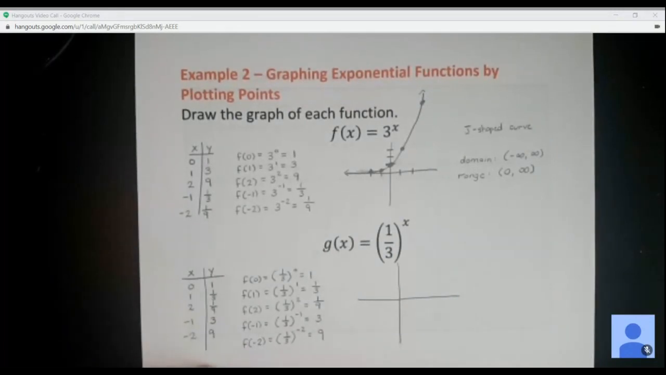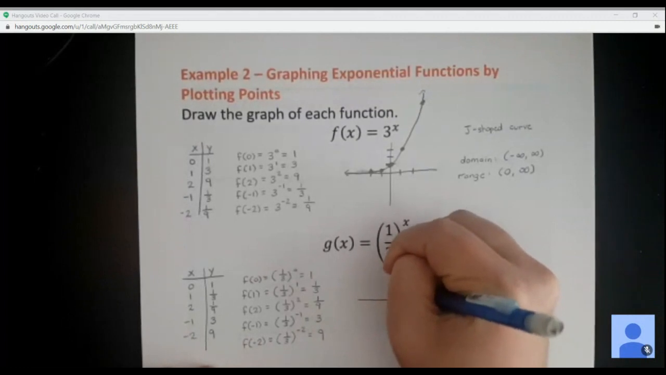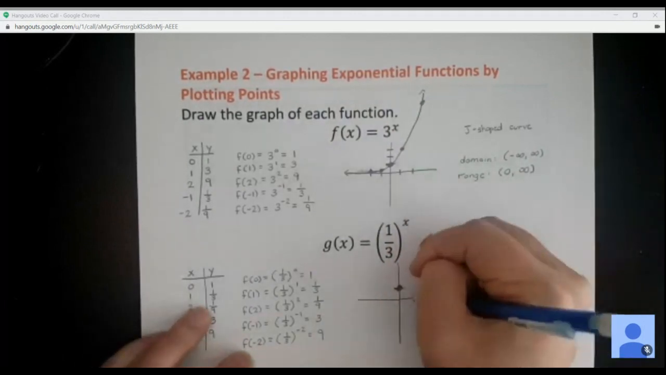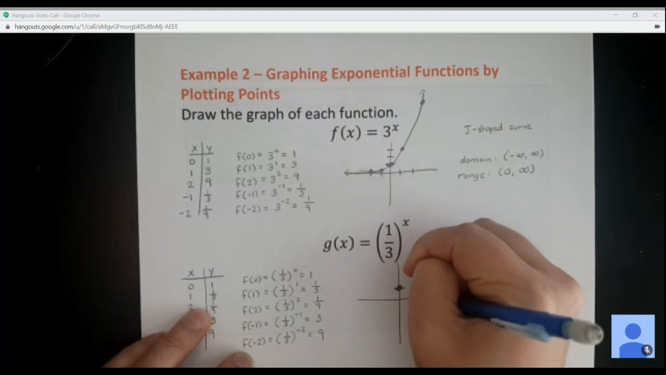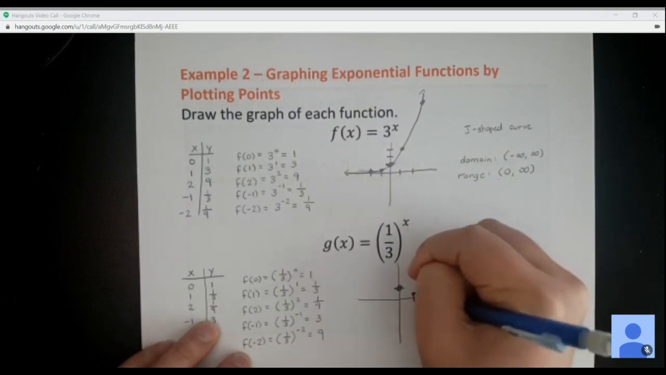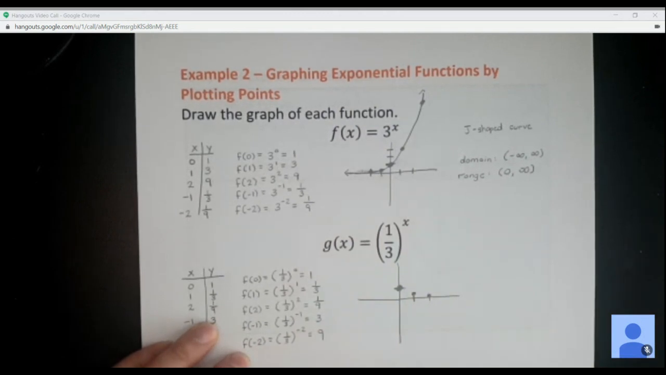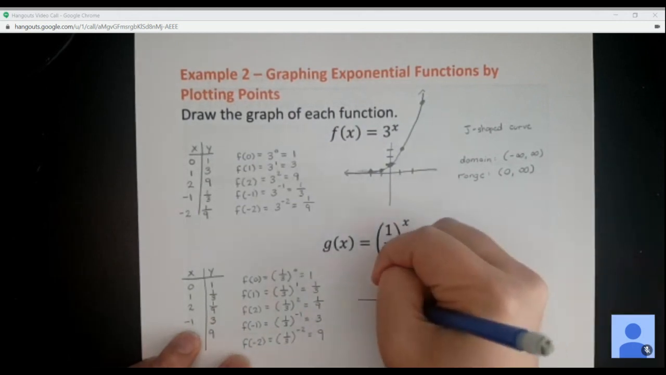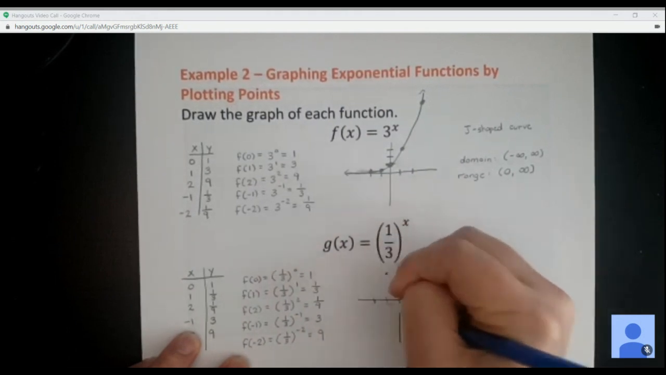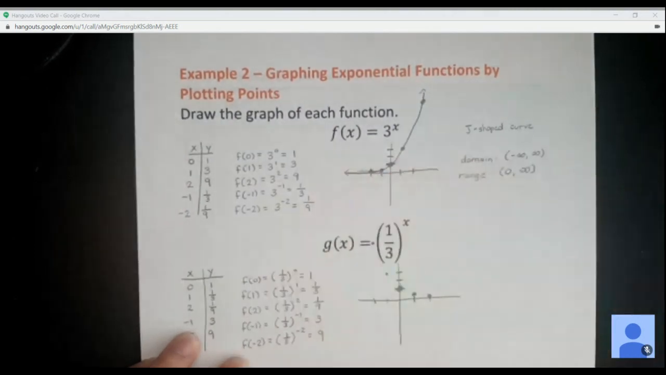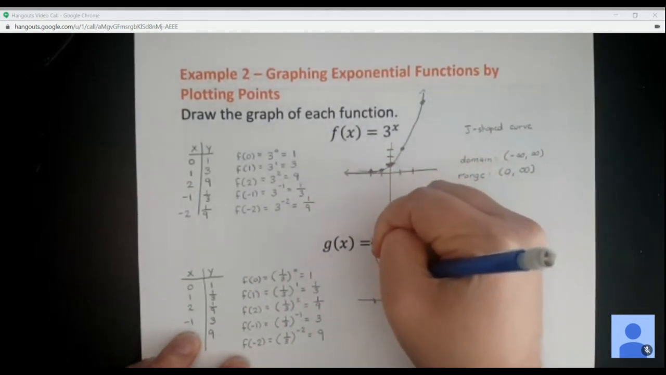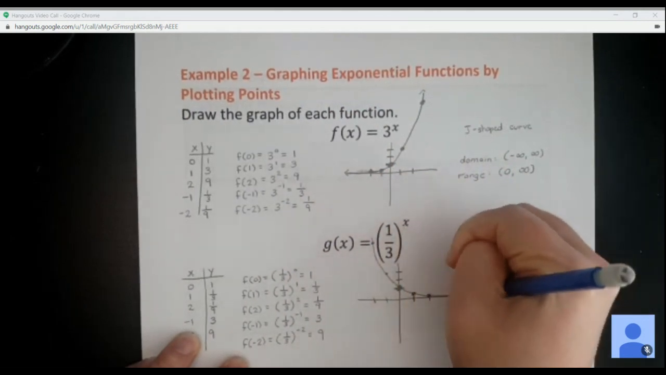So we still have that point at 0, 1. This point right here has not changed. But now when we go to 1, that value is 1/3, so it's going to be down here. And when we go over to 2, that value becomes 1/9. So again, we're getting really small, really close to 0 now. On the other side of our graph, at -1, we're going to go up to 3. And at -2, that's going to be all the way up here somewhere, all the way up at +9. So if we connect this now, we're going to get something that looks like this.